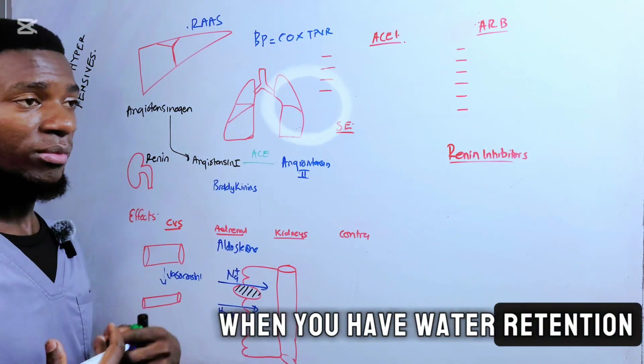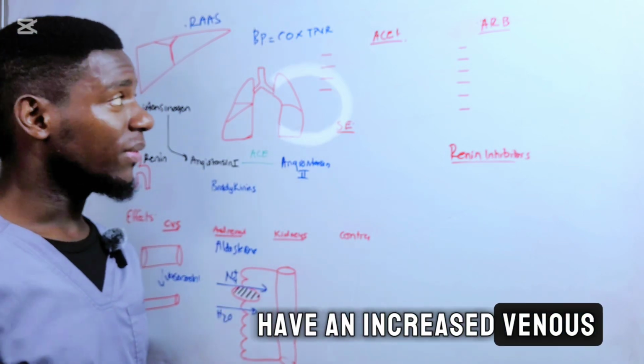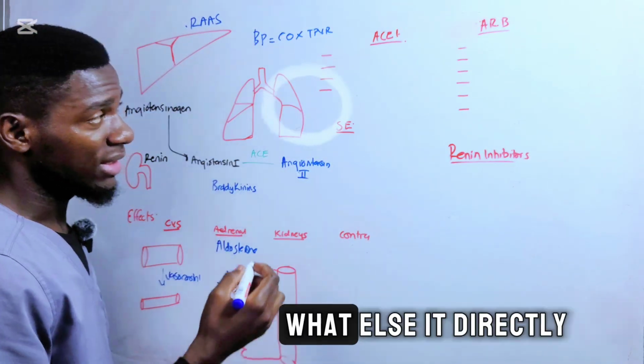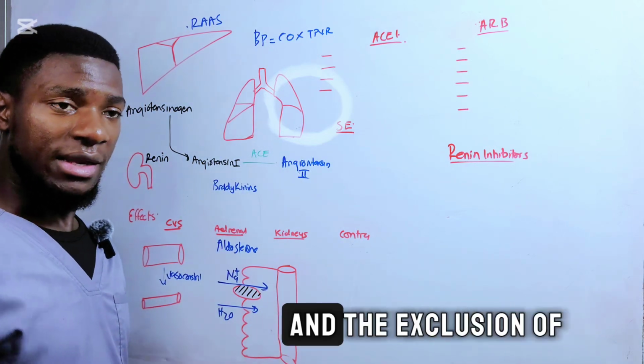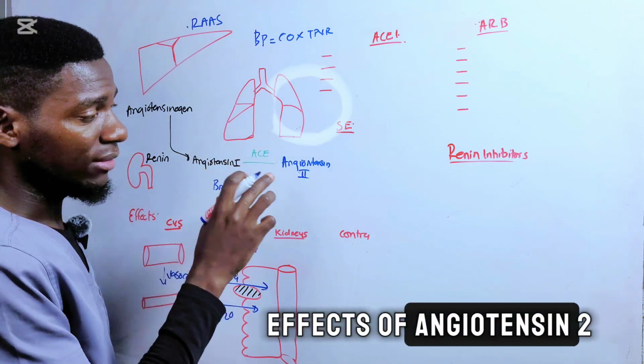When you have water retention, you have an increased vascular compartment, an increased venous return, we increase the cardiac output, thereby elevating our blood pressure. What else? It directly promotes the uptake of sodium ions and the excretion of hydrogen ions. So those are the effects of angiotensin 2.